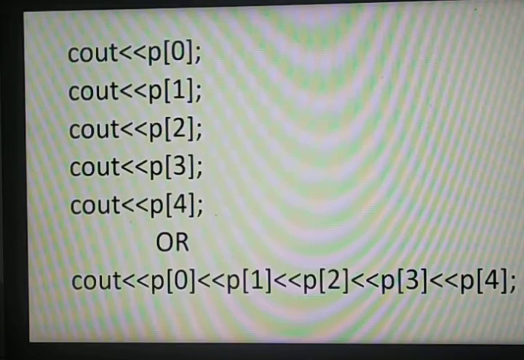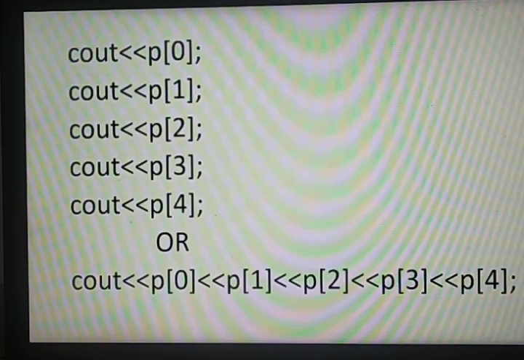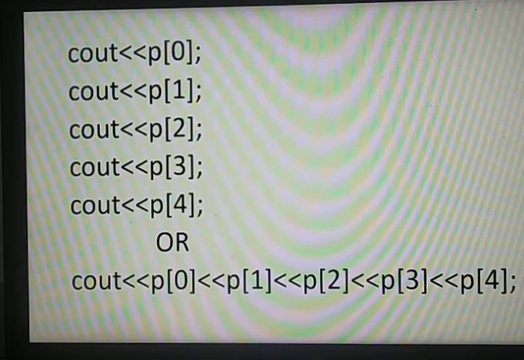If we are going to print 100 numbers, will you accept 100 values like this? cin P of 0, P of 1, P of 2 till P of 99. Will you write it like that? Is it possible for us to write it? Or when you want to print it, you will write cout P of. Is it possible for us to write it? No, the program will become very lengthy.